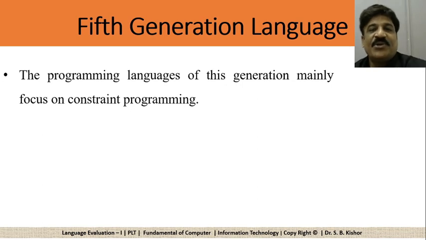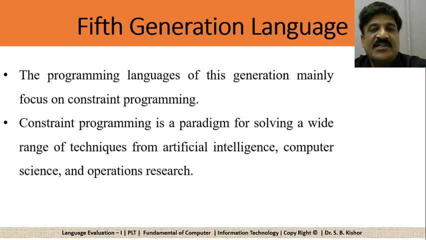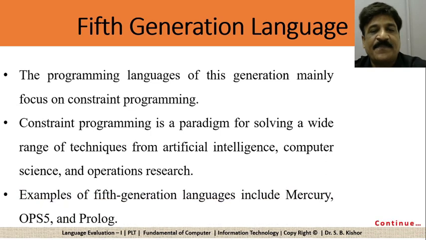The programming languages of this generation are mainly focused on constraint programming. Now what do I mean by constraint programming? Constraint programming is a paradigm for solving a wide range of problems with techniques from artificial intelligence, computer science, and operations research. So these are some of the areas where you can use a fifth generation language. Examples of fifth generation languages include Mercury, OPS5, and Prolog.